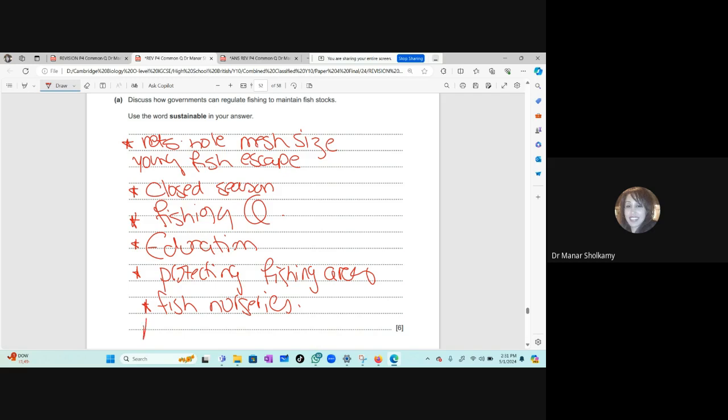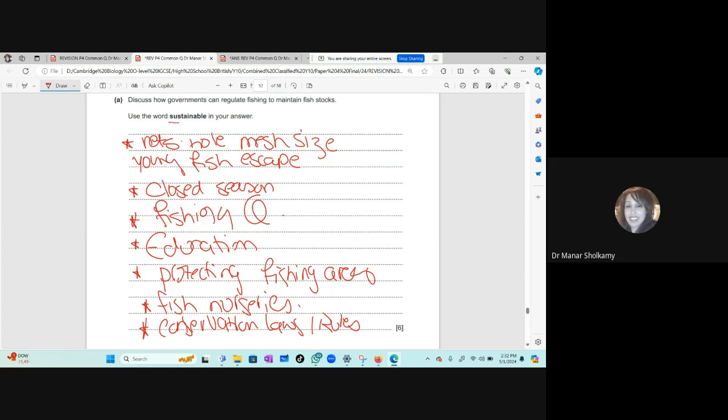And I can also make laws and regulations, conservation laws. If you don't listen to my rules and regulations, you will pay a fine, you will go to prison. So these are conservation laws or rules and regulations. Okay, so we wrote everything we can think of to protect the fish.